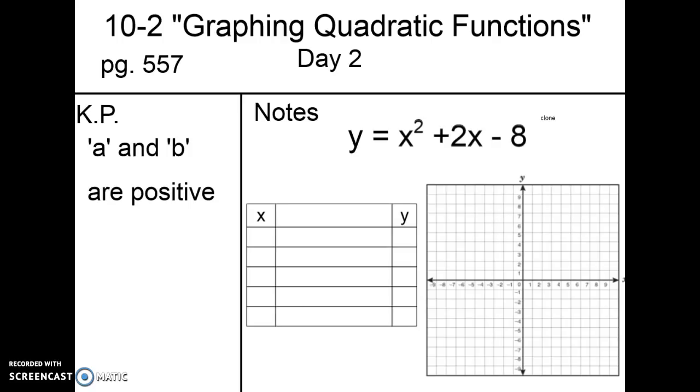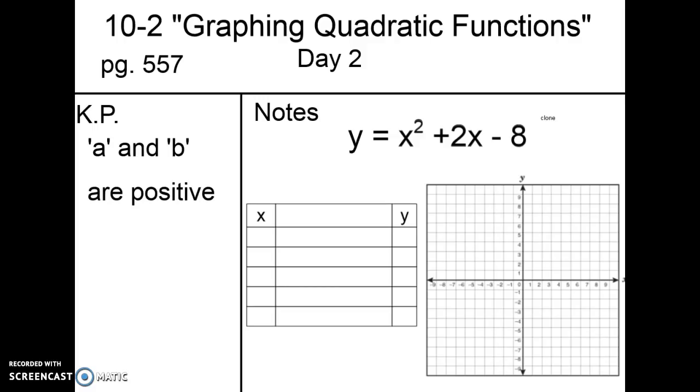This video is going to be on our second day of 10.2, going over some other strategies of graphing quadratic functions. And today the focus is really noticing what moves a graph the way it does, whether it goes up or down, whether it goes right or left, basically how it's shifting from its original parent function.